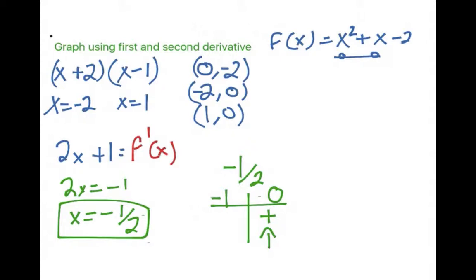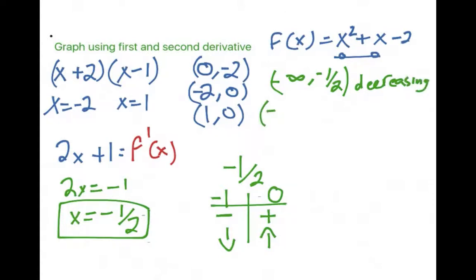If we plug in negative 1, it'll give us negative 2 plus 1, which in turn is a negative number. So we put a negative symbol and an arrow going down. What we deduce from this information is that the function is decreasing on the interval from negative infinity to negative 1/2, and increasing on the interval from negative 1/2 to infinity.